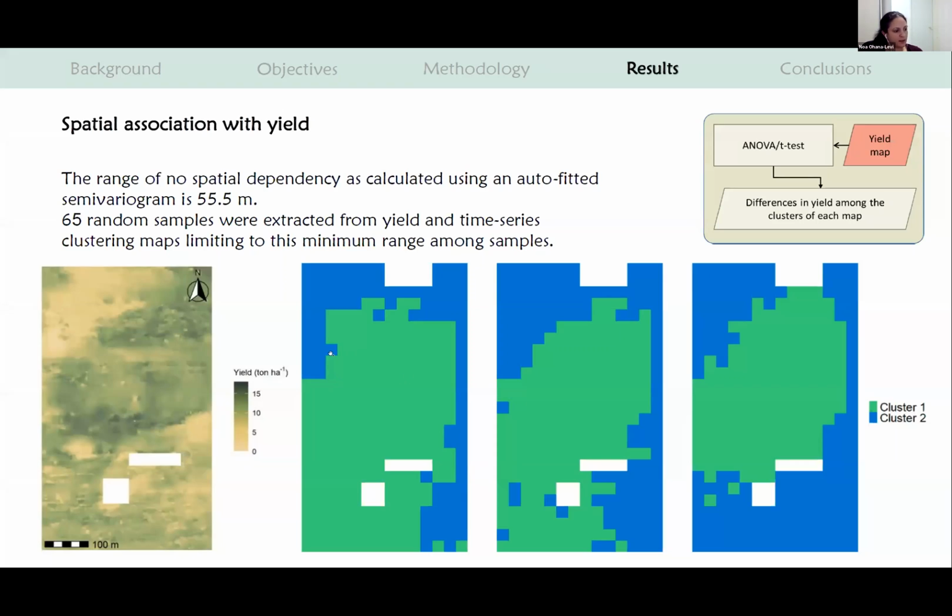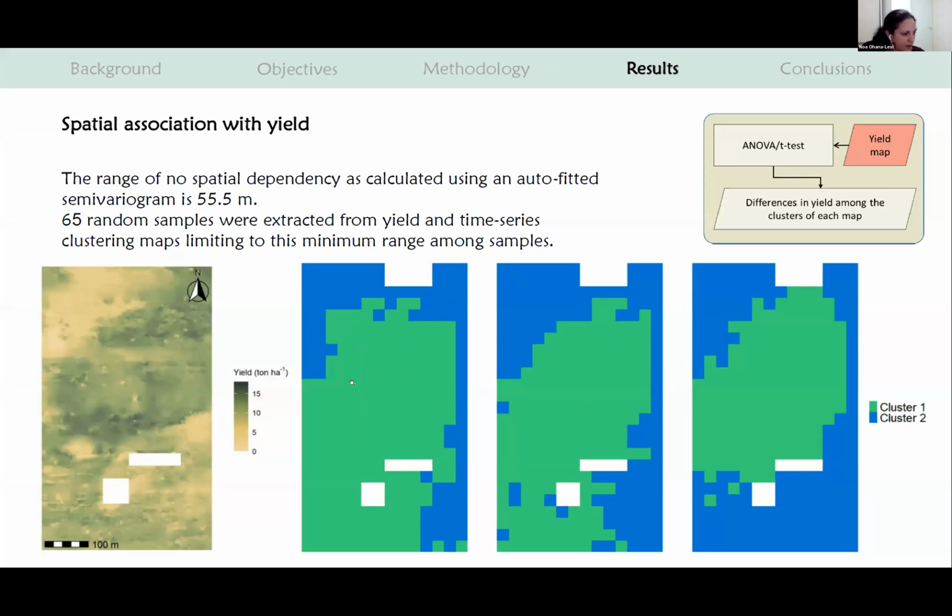So what we did is, in a simple ANOVA, or in our case a t-test, because we only have 2 classes or 2 management zones, we wanted to know whether yield in the green area was statistically different from yield in the blue area for each of these maps.